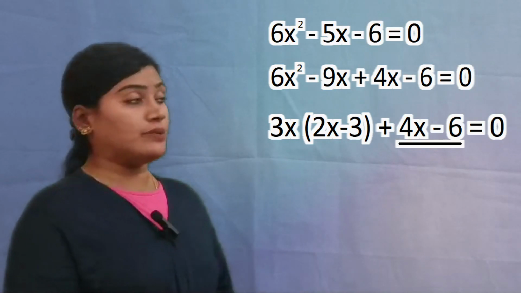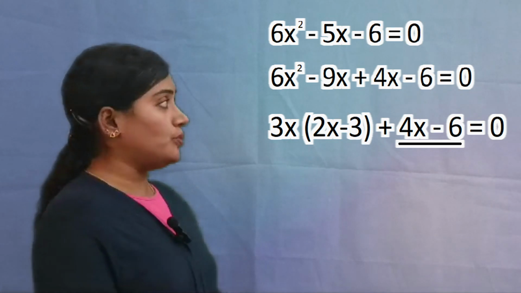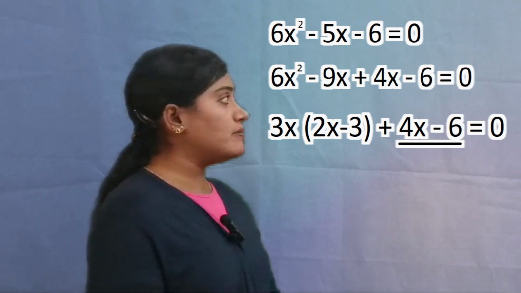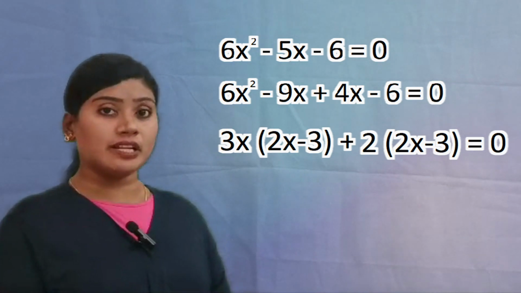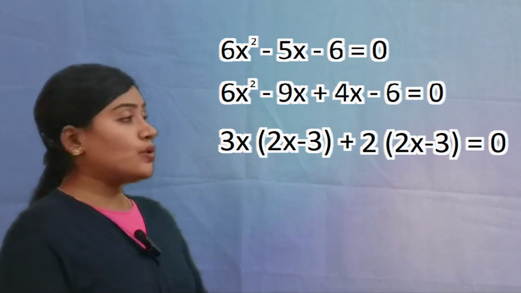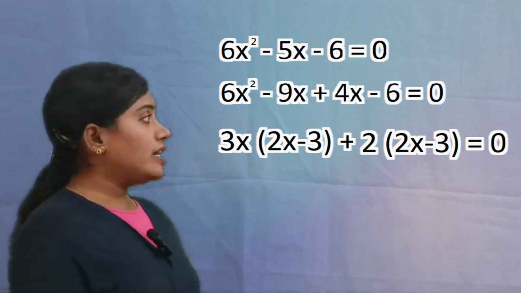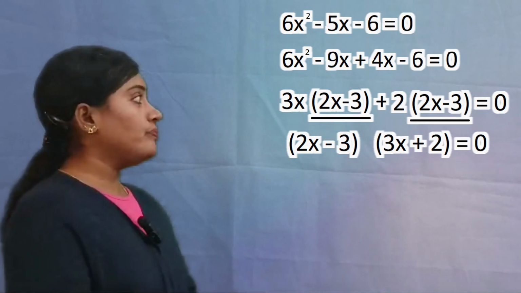Consider the last two terms. We can take out from there the greatest common factor 2. That means the equation becomes 3x into 2x minus 3 plus 2 into 2x minus 3 is equal to 0. 2x minus 3 is common there, so we can take it out. The equation becomes 2x minus 3 into 3x plus 2 is equal to 0.